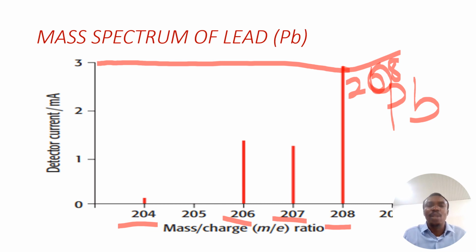So that is how you can easily interpret the mass spectrum of a particular isotopic element. The tallest peak is the most stable peak, and that is the peak that has the highest detector current. Then the heaviest peak is the peak that has the highest mass to charge ratio, or atomic mass. So you can see that lead 208 is the heaviest isotope. So that is that. It's as simple as A, B, C.